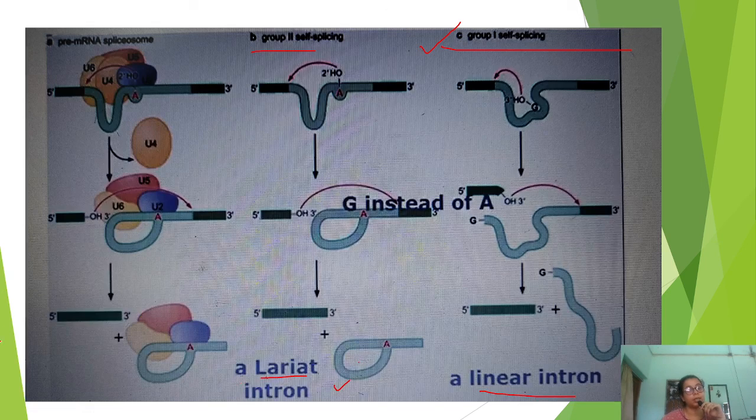Apart from that, this is the overall process which takes place in pre-mRNA splicing. Here the intron is in the lariat shape. In group 2, adenine is the branch point and the intron which is formed is lariat shaped, and in group 1, guanine is the branch point and a linear intron will be formed. So this is all about the splicing technique. With this we come to the end of the process of transcription in detail.